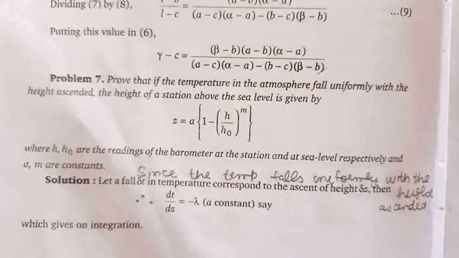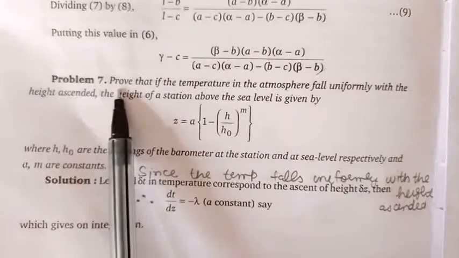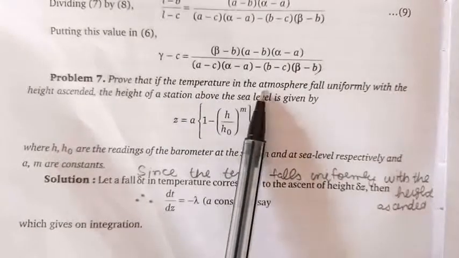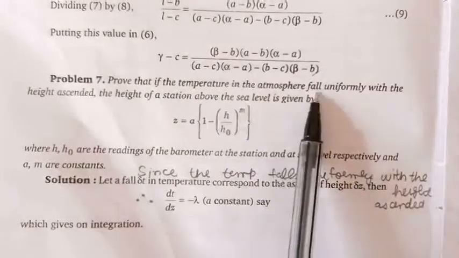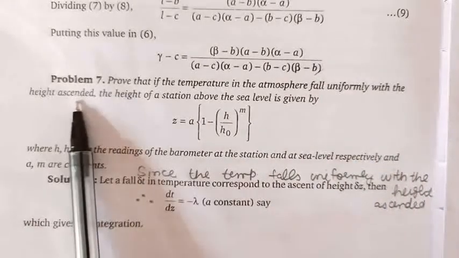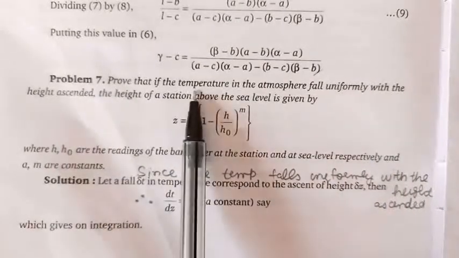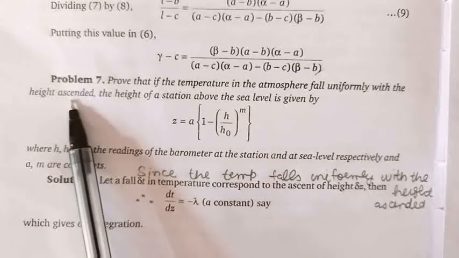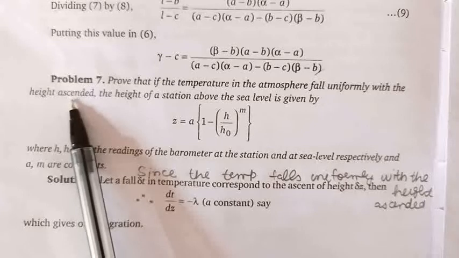Our first problem is to prove that if the temperature in the atmosphere falls uniformly with the height ascended, that means if we denote the temperature by T and the height ascended by Z, then dT by dZ is a constant.